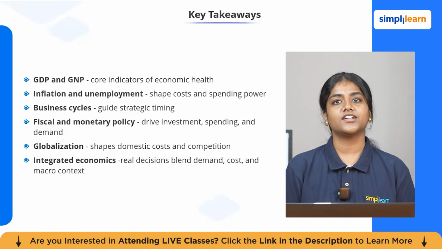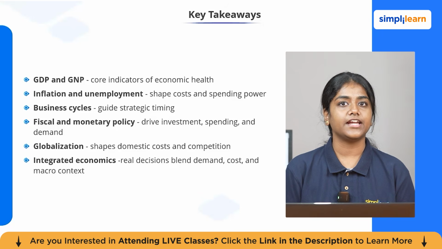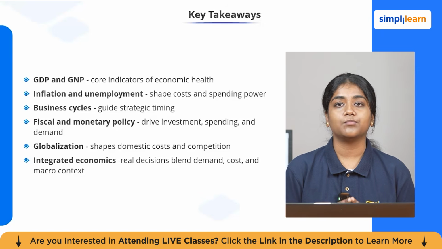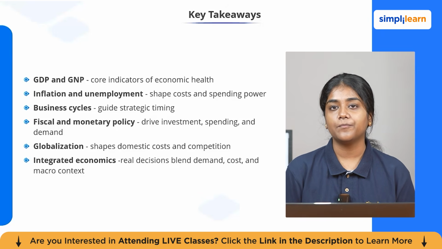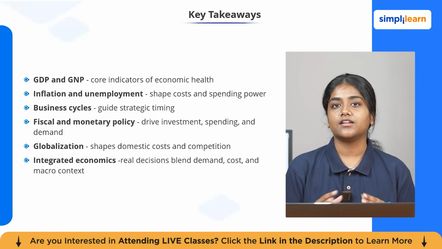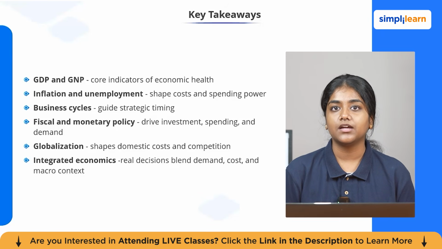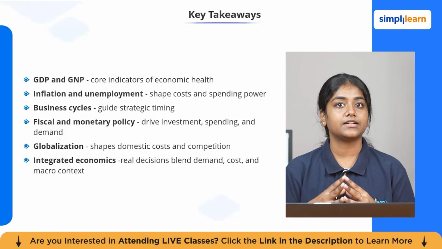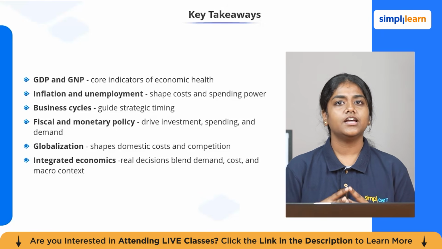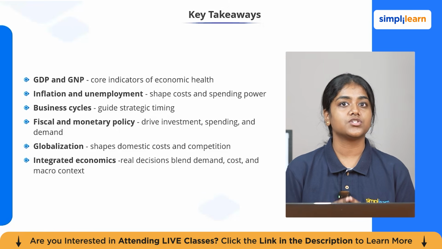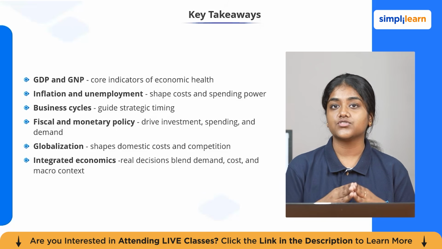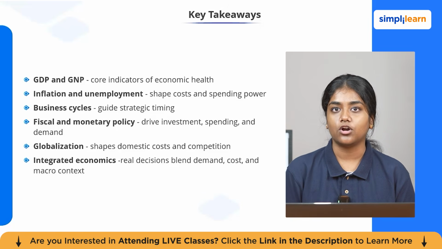So in this course, we understood that GDP and GNP are core indicators of economic health that support planning and forecasting. Inflation and unemployment affect both cost structure and customer spending power. Business cycles, expansion, peak, recession, and trough, influence strategic timing. Fiscal and monetary policy shape investment costs, customer spending, taxes, and demand conditions. Globalization, that is, international forces, increasingly affect domestic costs, pricing, and competition. Integrated economics, that is, real business decisions combine demand, cost, market structure, pricing, and macro context.